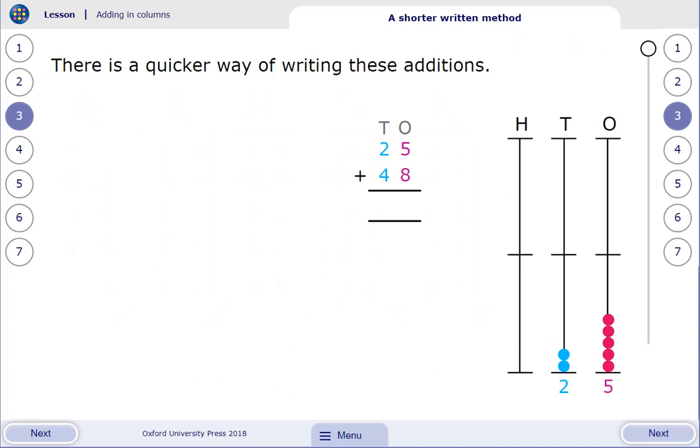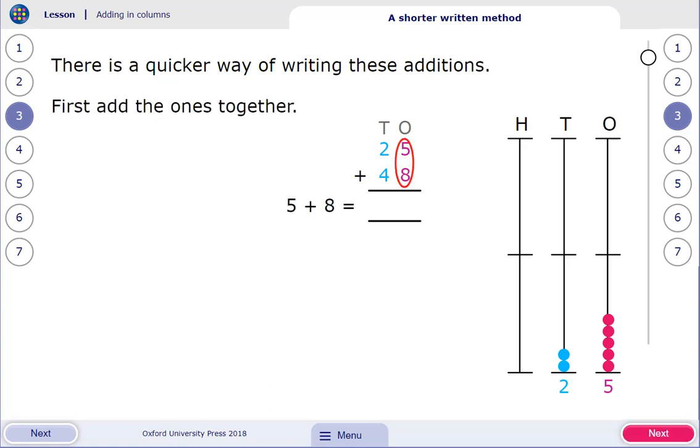There's a quicker way of writing these additions. So we were using an expanded column method there. We're still going to add the ones first of all. But here we can't fit them all underneath the ones column. So we need to exchange 10 ones for 1 ten.